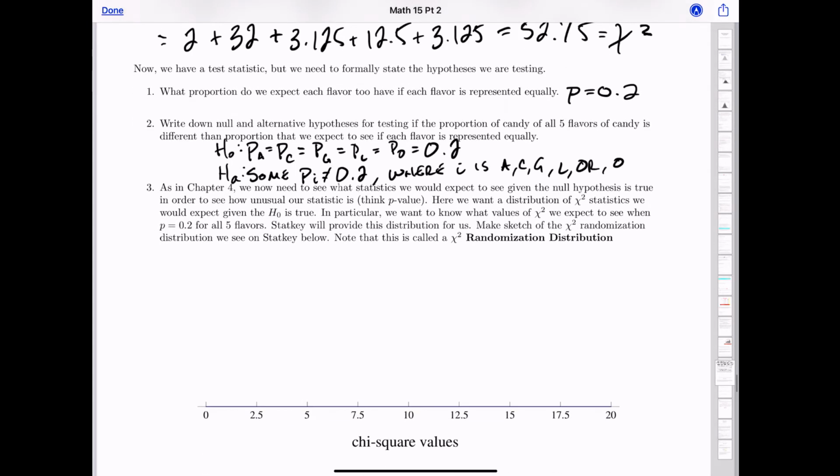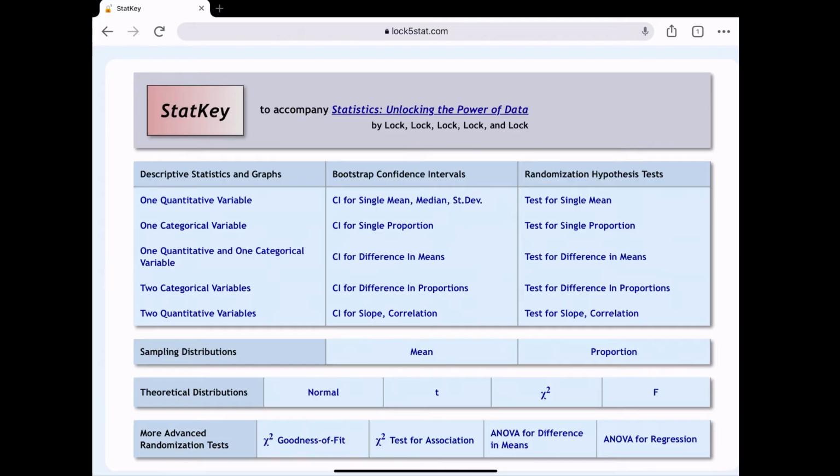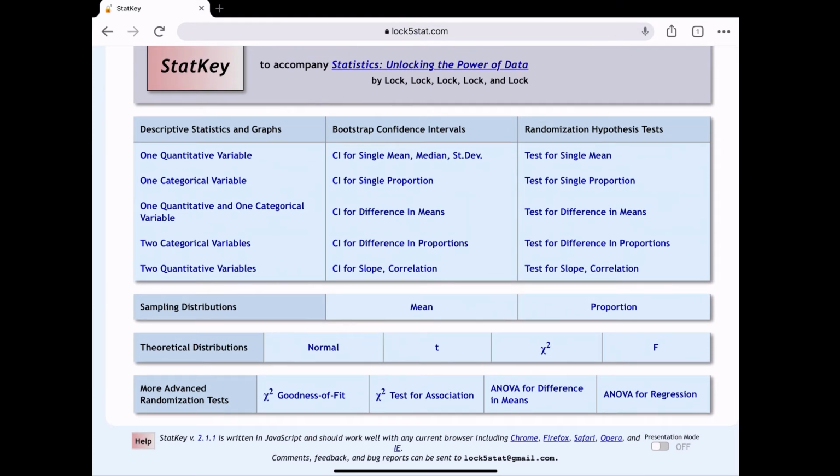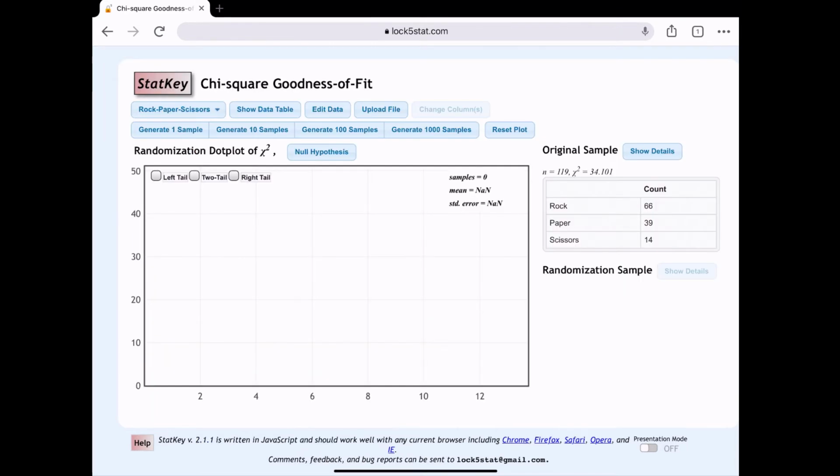So now, as in chapter 4, what we want to do is see what kind of statistics we would expect to see given the null hypothesis is true. Now remember, the statistics here are chi-square statistics. So what kind of chi-square values would you see if all the proportions are equal? That's what we need to see before we judge how extreme our chi-square statistic of 52.75 is. So this is something we need to go to StatKey to do. First, we go to the StatKey page and go down to more advanced randomization tests. And here we are at chi-squared, goodness of fit, and I get this screen.